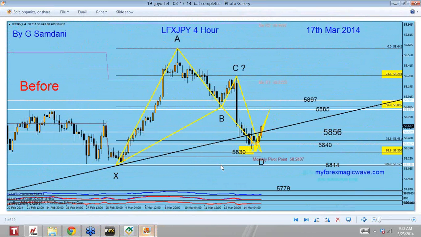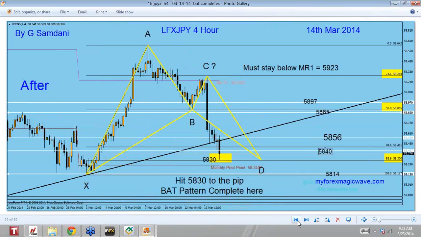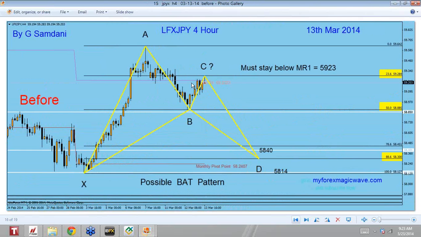For example, this, okay, let me show you, I sent out here March 13, must stay below this, then go here. This is a yen index, and it is very important to watch these indexes because they tell you how the individual currency is doing, either getting strong or weak.